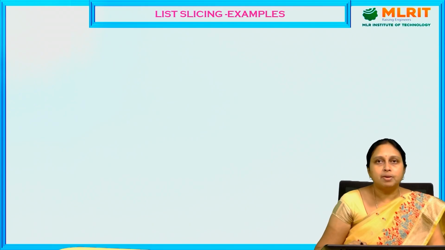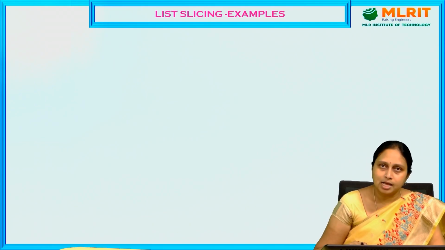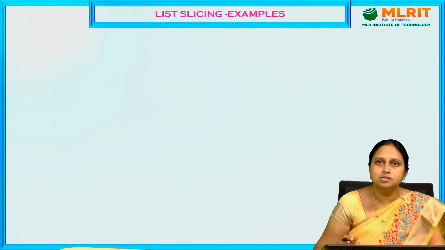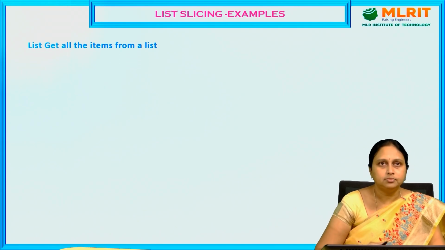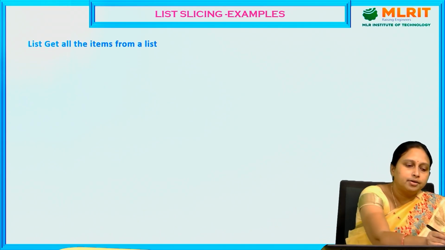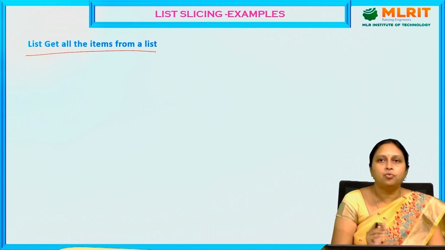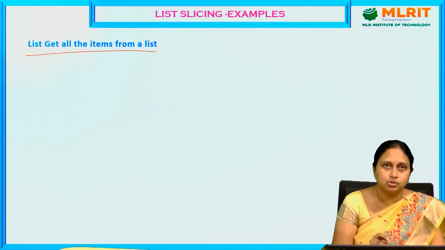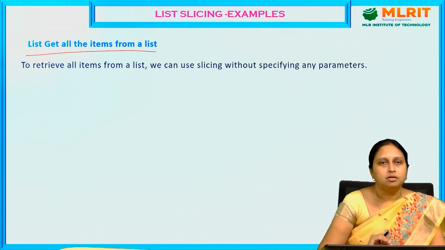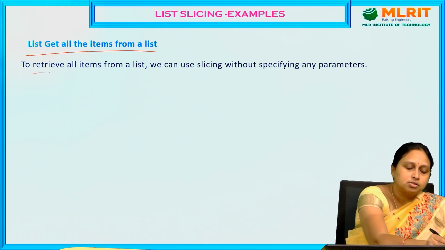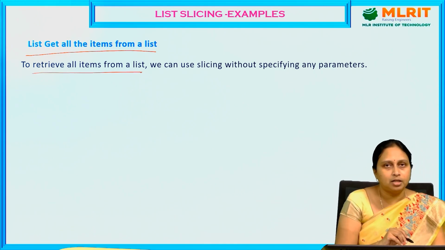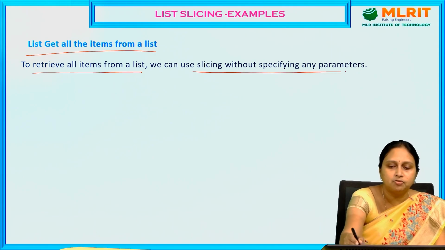Let us go for some examples of how we can use this slicing based on start, stop as well as step. First one, get all the items from the list. If I want to display all the items in the list, in what ways can we use slicing for printing all the elements? To retrieve all the elements from the list, we can use slicing without specifying any parameters.